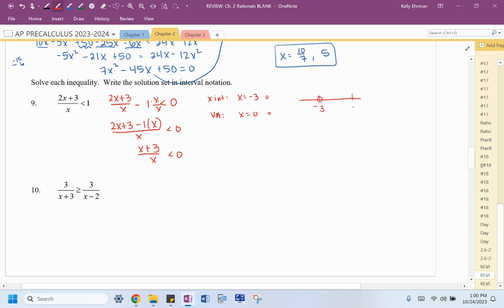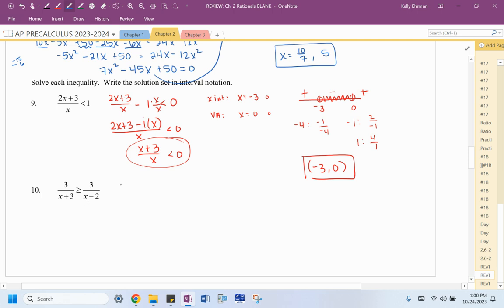Plot them in order on the number line. Plug some numbers into this. Start with a number to the left of negative 3 and plug it in. Something between negative 3 and 0, and something to the right of 0. I suggest writing something down, but the amount of work you show for these is up to you. I'm not going to be grading how much work you show here, but you should have a number line. And then write this as a solution set. I want the negatives because it's less than, so negative 3 to 0 is the solution set for number 9.